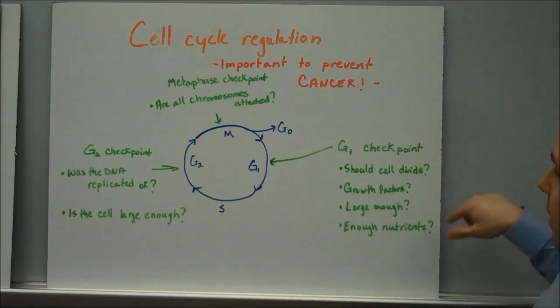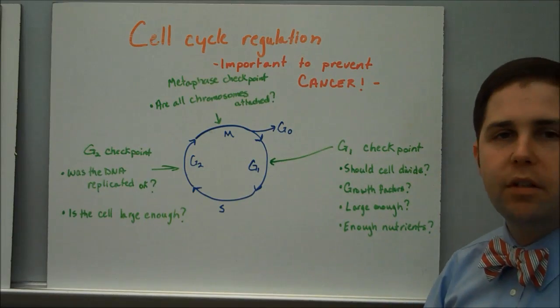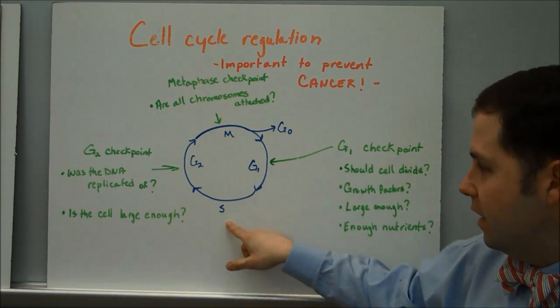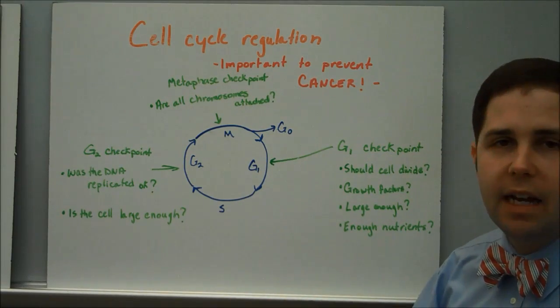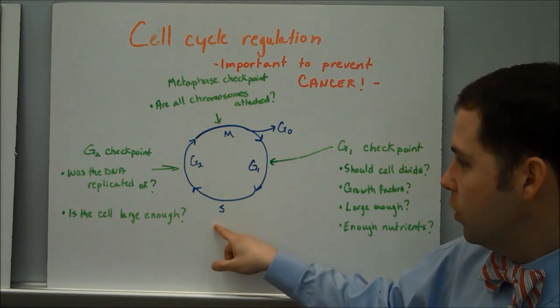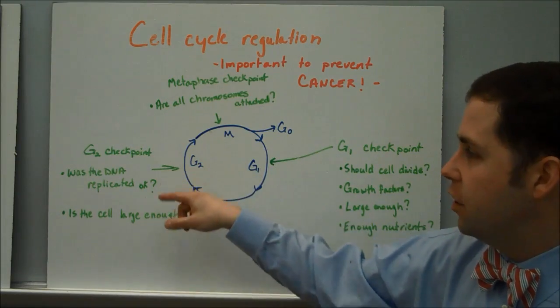So let's say all of these things happen. The G1 checkpoints are all met. We continue on to S phase. And you remember that during S phase, that's when the DNA is being synthesized, is being duplicated. Once we get through S phase, we're going to go to the final G2 phase.